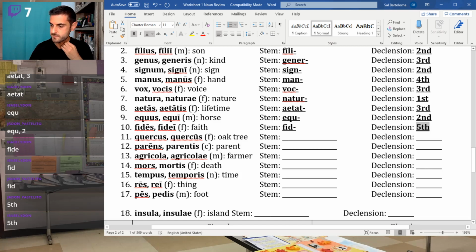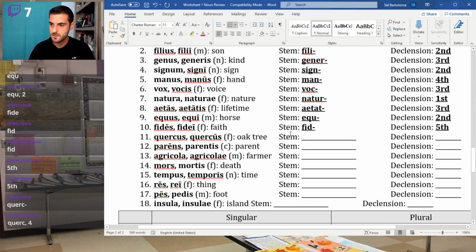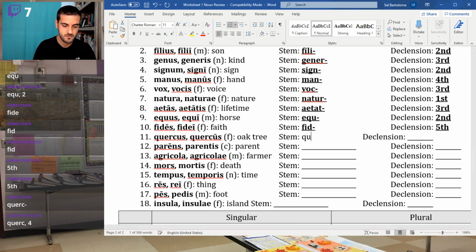Love this word. It's always my go-to word. Querc and fourth. Excellent. It is querc, and it is fourth declension.